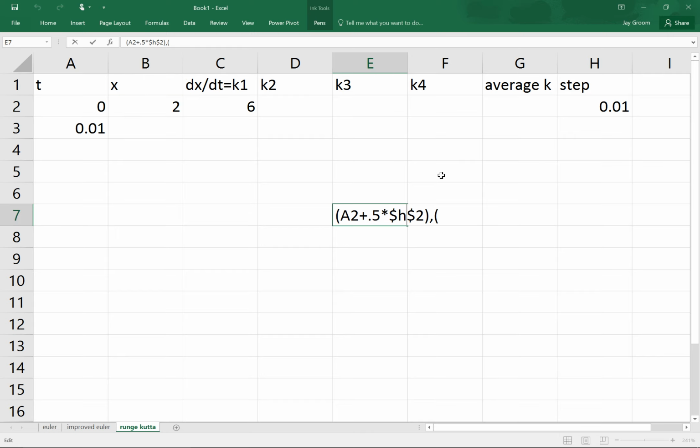Oh, I forgot I wasn't making a formula. It'll be B2, that's my previous amount, plus the slope, which is C1, times 0.5 times $H$2. Okay? So those will be my t value and my x value.